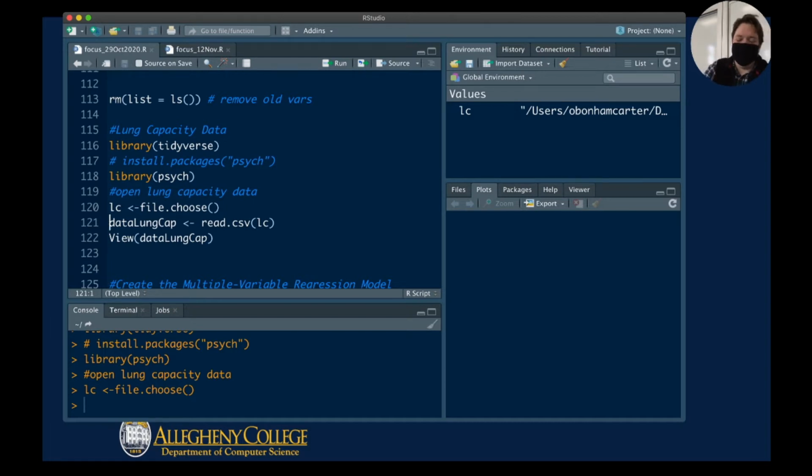Now, one more thing: if you see in the global environment just LC, that's just my lung capacity file. It's not the data. It's just the name of the file. I actually load that data by this line here. I'm saying this because I had an email yesterday from somebody working on these notes, and they had this line, and then moved to this line, but had forgotten to put this line in there, and that meant they were not able to open up the data. So you do have to use this read CSV function.